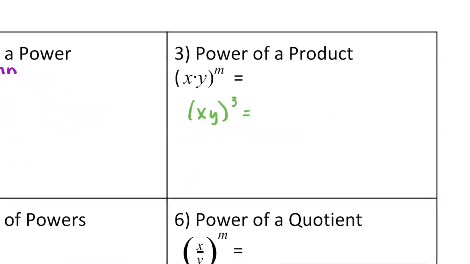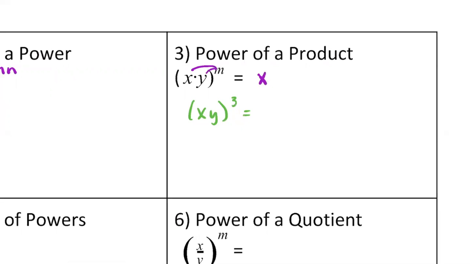Number 3, power of a product. So inside the parentheses, we have multiplication happening. No other operation. This does not work if addition or subtraction is happening here. This only works if you're multiplying different numbers and variables together. There can be numbers in here as well, but it has to be multiplication. Basically, what this is saying is that this power will distribute to all the things inside the parentheses.